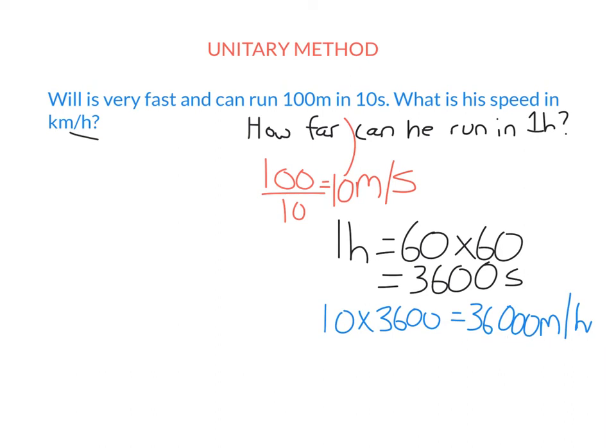So, 10 meters per second means he can go 36,000 meters in 1 hour. And of course, 36,000 meters is just 36 kilometers. So he can go 36 kilometers in 1 hour, which is the same as saying he runs at an average speed of 36 kilometers per hour.